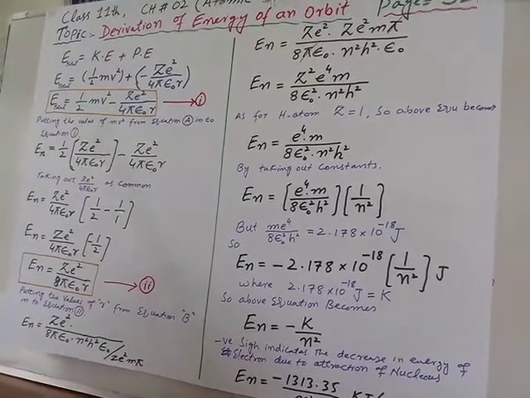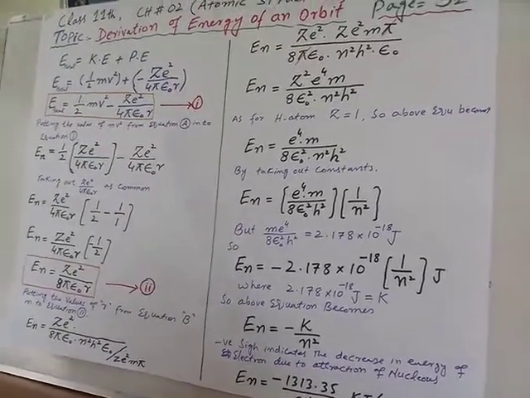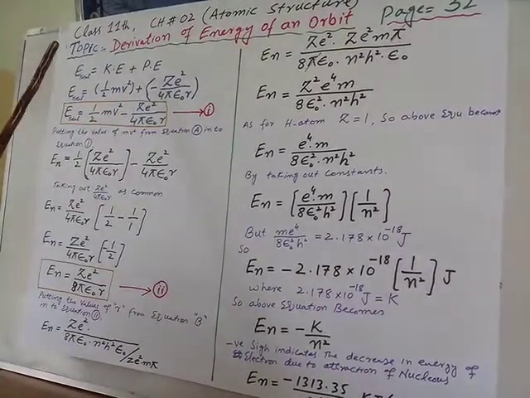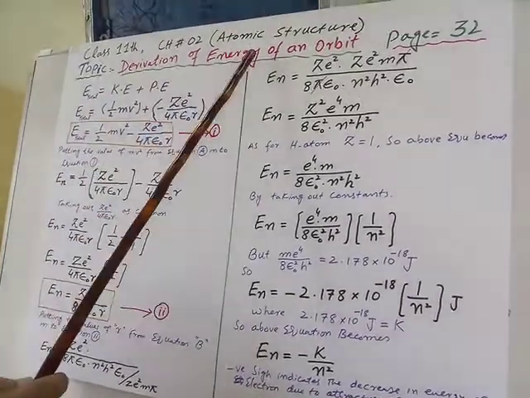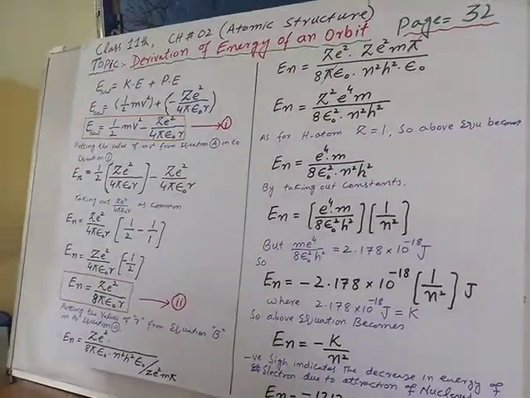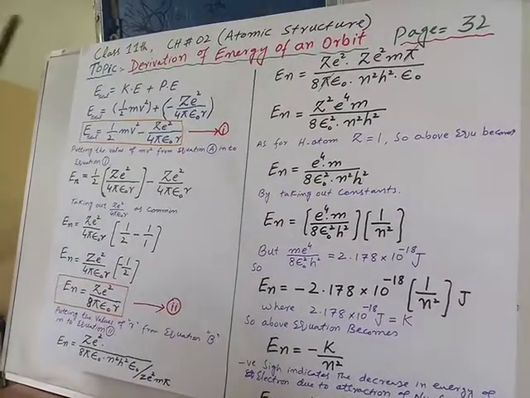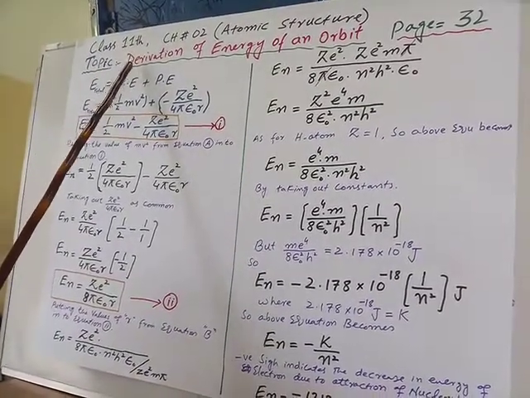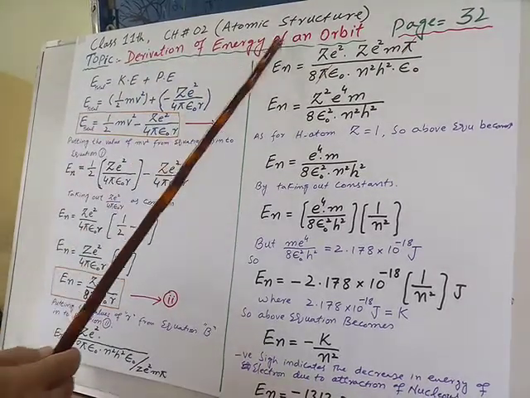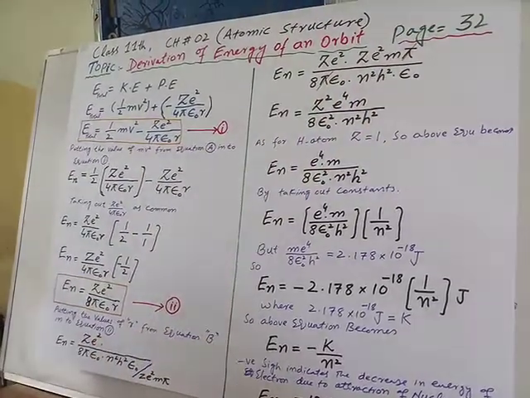Students, now we are proceeding towards our next topic. After the radius of an orbit, if you go to the next page, you will see a topic, derivation of energy of an orbit. First, we calculated the radius of an orbit. That was one application of the Bohr atomic model. Now we are proceeding towards the second application of the Bohr atomic model, which is the derivation of the energy of an orbit. It is present on page 32.